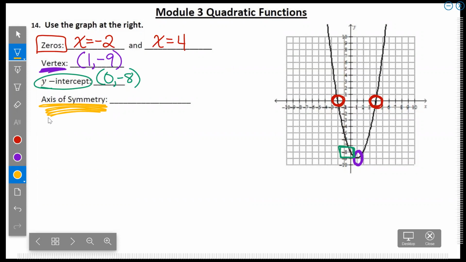Where's it going to go through to cut my parabola in half? -1 over here, +1 right here. And what axis am I going through when I cut that parabola in half? I went through the x-axis, and so I have to put that on here so that my reader understands that. I have to say I went through the x-axis at 1. So x equals 1.